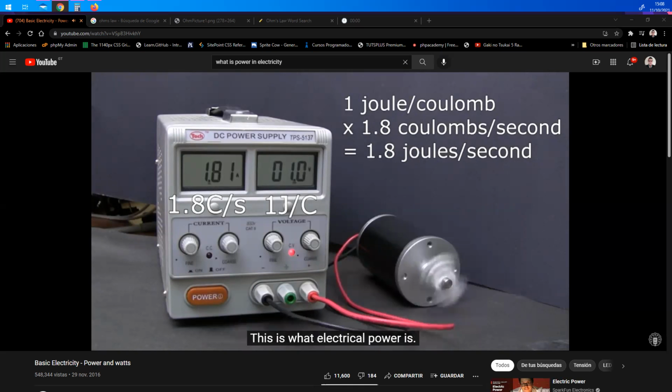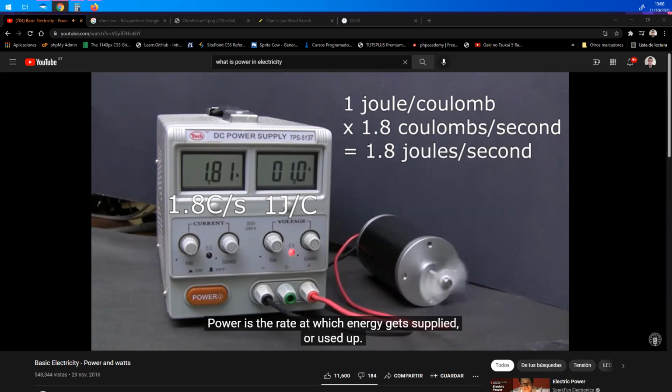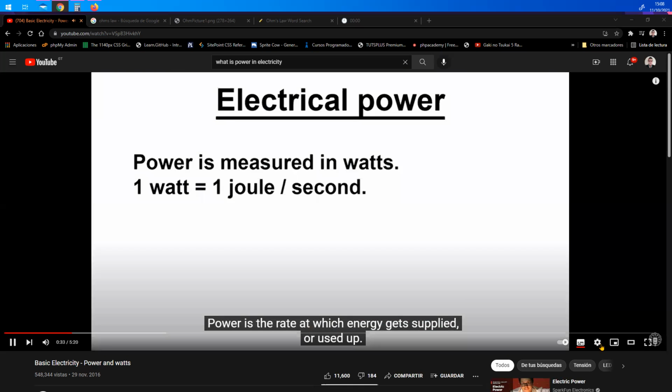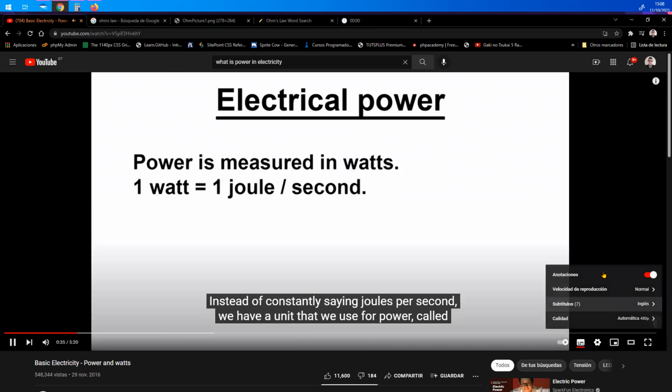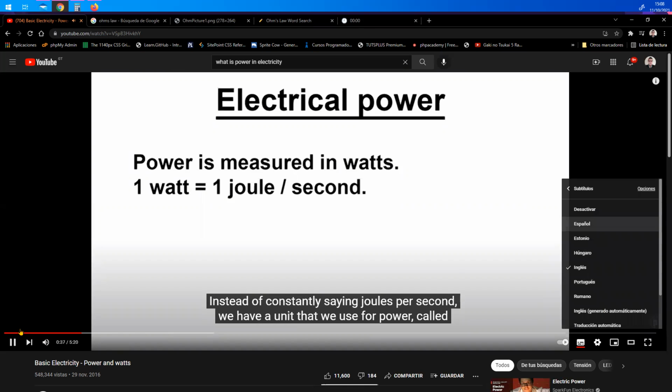This is what electrical power is. Power is the rate at which energy gets supplied or used up. Instead of constantly saying joules per second, we have a unit that we use for power, called the watt.